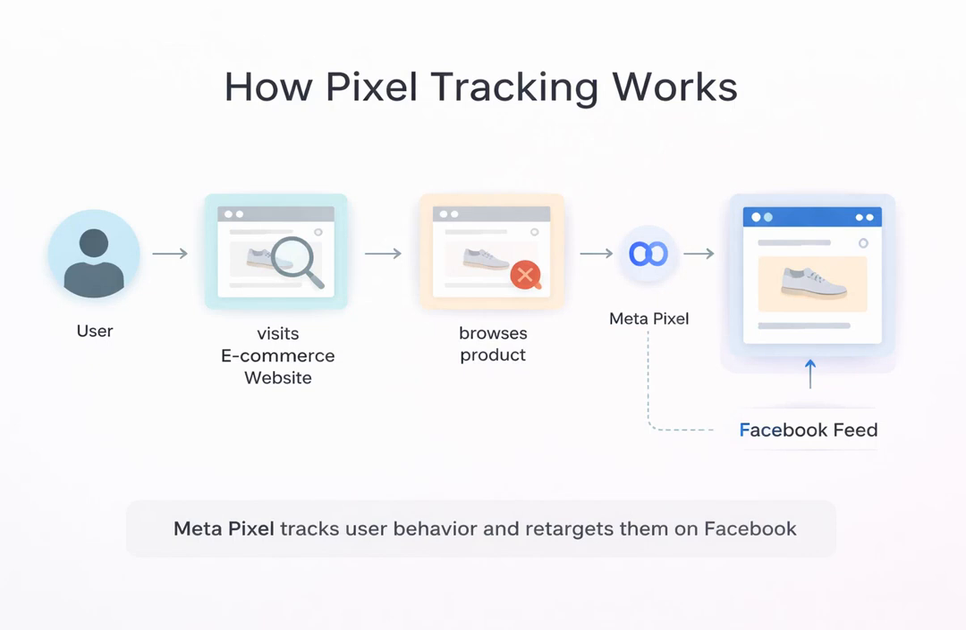So let's talk about how pixel tracking actually works in practice. Here's a simple, real-world example. A user visits an e-commerce website. They browse a product, maybe they read reviews, look at photos, spend some time on that product page, but they don't actually buy it. They leave without purchasing. Now, if that website has the metapixel connected to it, Facebook captures that behavior. It knows this person was interested in that product. And then, sometime later, when that same person is scrolling through their Facebook feed, they'll see an ad for that exact product. That's retargeting, and it's powered entirely by the metapixel tracking the user's data and behavior across platforms.